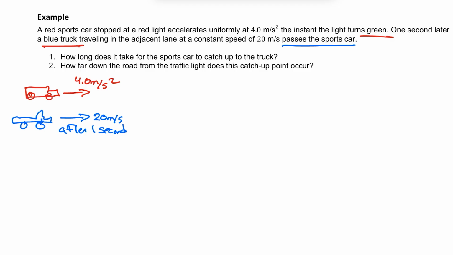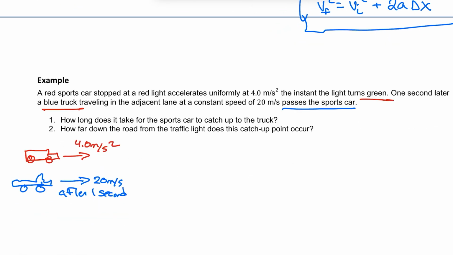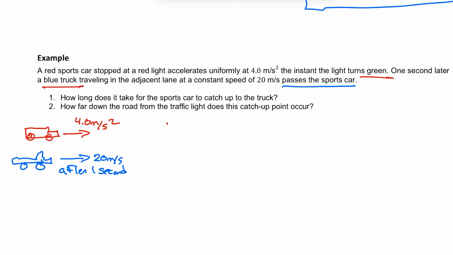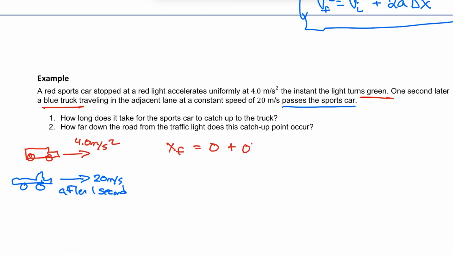So in this case, we really have two equations. We're going to use the first equation, and write it for each of them. So I can say the x final of the red car is going to be 0, because he's starting at the origin, plus, now he starts at rest, so the initial velocity is 0, t plus 1/2 times 4 times t squared. Or I can simply say it's equal to 2t squared.